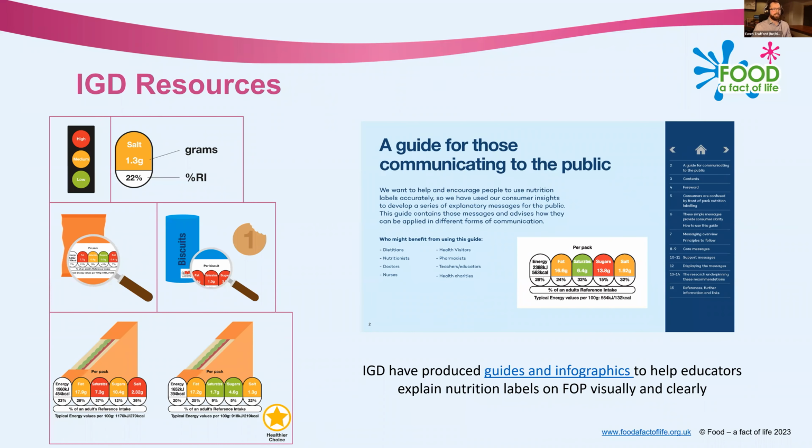Just a quick side note. IGD has some really useful resources for talking about front of pack labeling, but also labeling and nutrition on products in general. On the left are just a few examples of infographics. You can see on the bottom a comparison between two different sandwiches, for example, one being marked as the healthier choice. Guidance in the middle about checking what the portions are, so it's per biscuit, for example, or per pack for the pack on the left. They also have guides that you can download as well. These are specifically for educators and can help you to explain nutrition labels on front of pack, especially with these infographics. Really nice and clear.